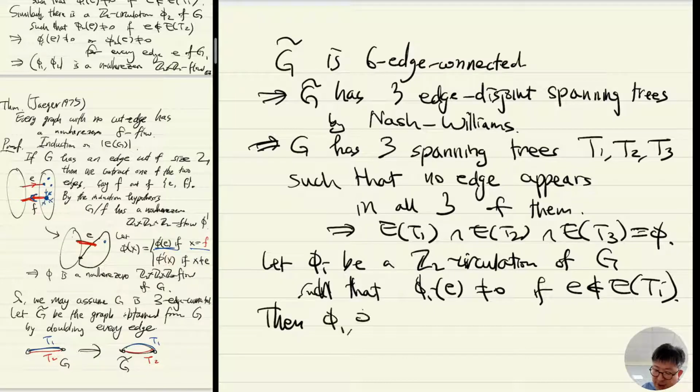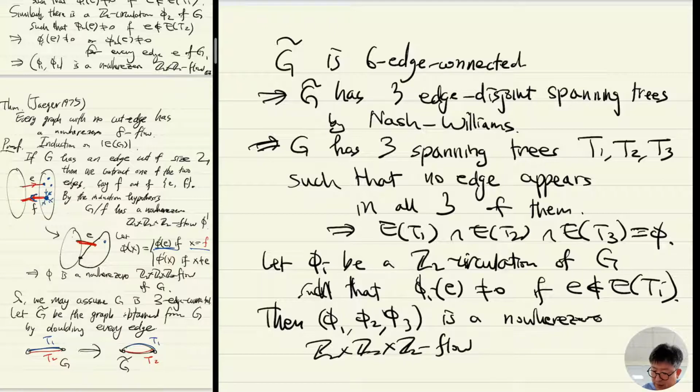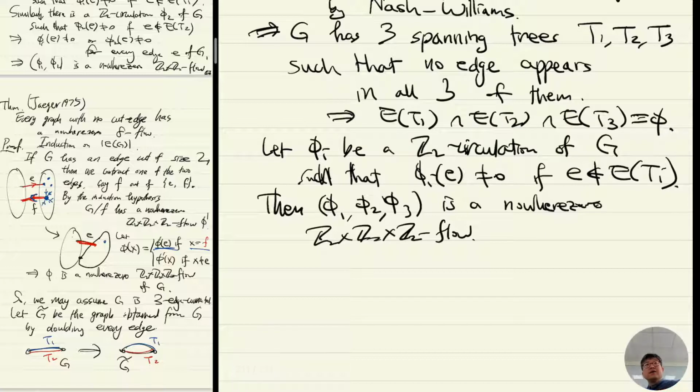Then phi_1, phi_2, phi_3, when you combine them, is a nowhere-zero G2 times G2 times G2 flow. Why? Because for every edge, it doesn't belong to all three of them at the same time, because the intersection of all three spanning tree edges is empty. So that means for every edge e, either phi_1 of e is non-zero, or phi_2 of e is non-zero, or phi_3 of e is non-zero. So this will never be zero. So the graph has a nowhere-zero G2 times G2 times G2 flow.